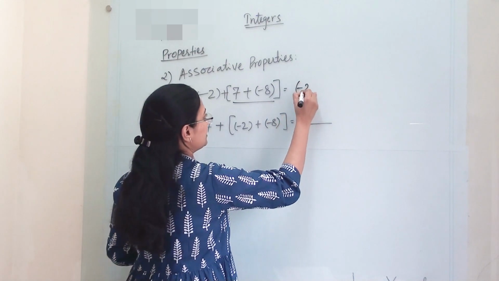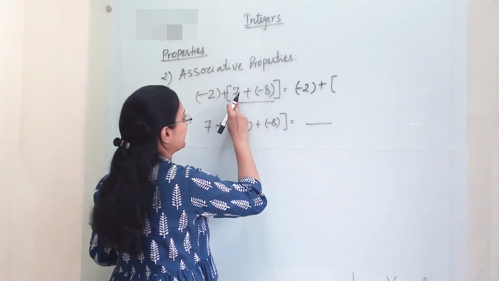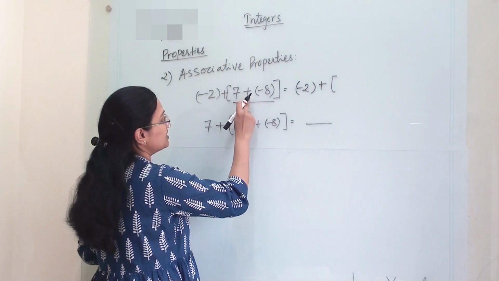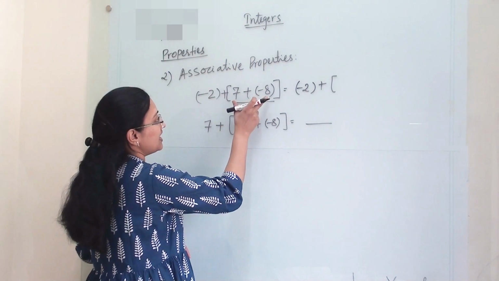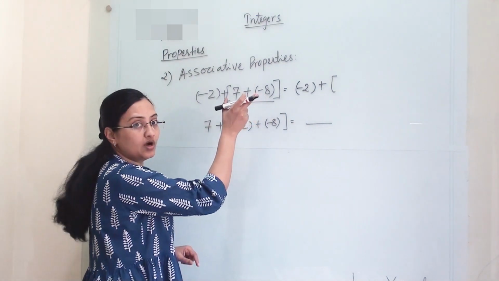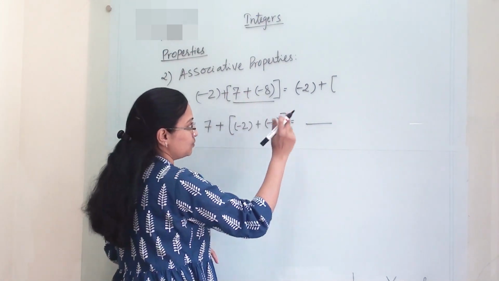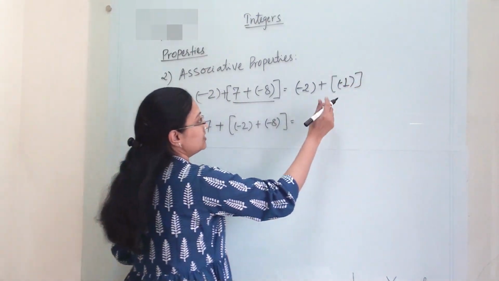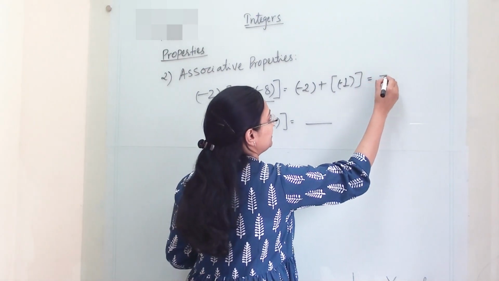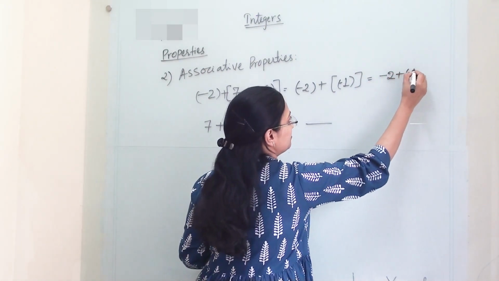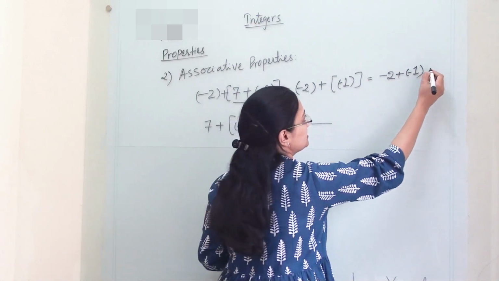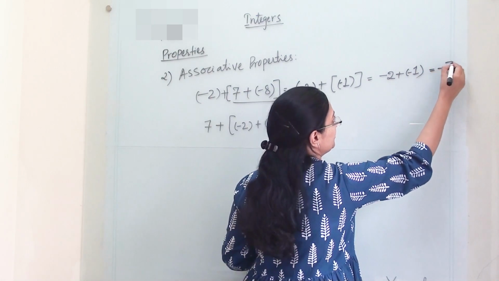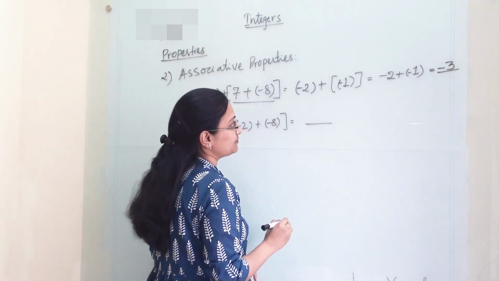So we will get minus 2 plus, in the bracket, 7 plus minus 8. This plus minus will become minus, and this will go under subtraction. So we will get 1, and that too minus 1, because it will carry the bigger number's sign. Now when we are opening this bracket, we will get minus 2 plus minus 1, and our answer is minus, minus again will become plus, and this will be minus 3.